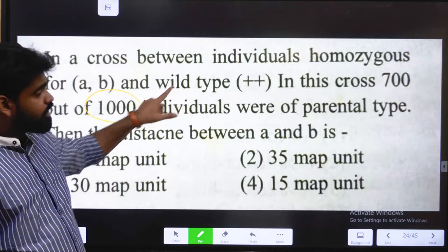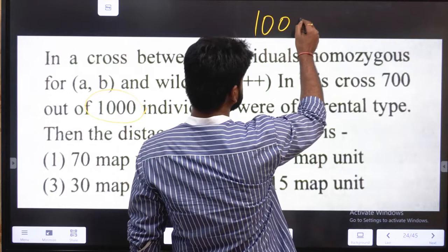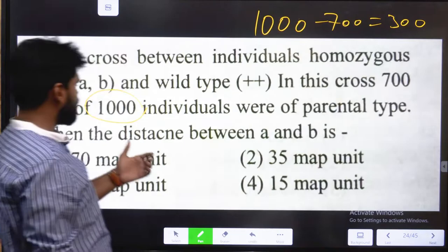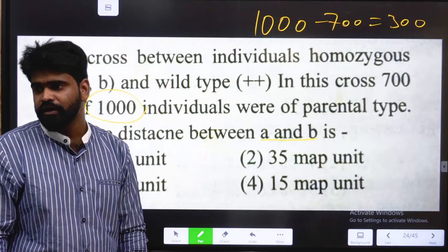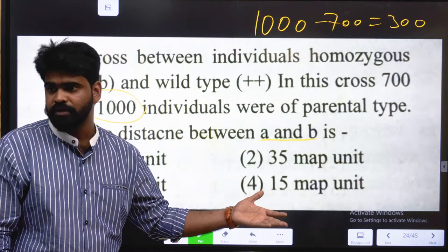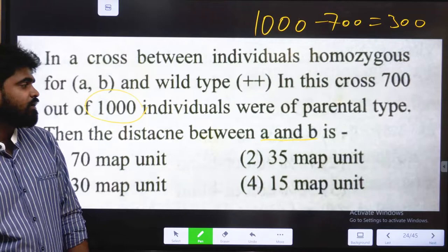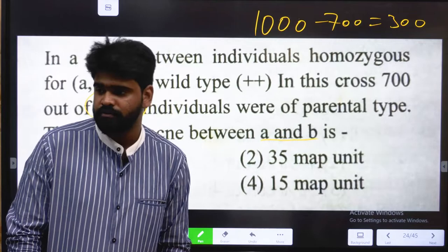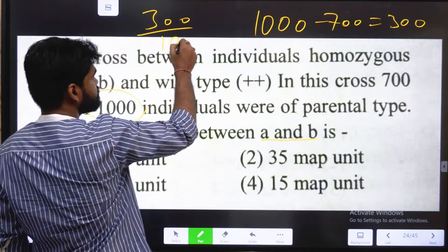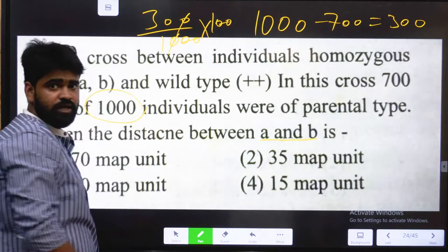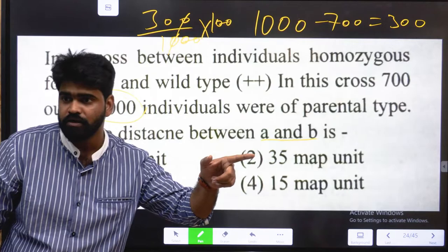Out of 1000, how many of parental type? 700. It means how many recombinant? 300. What have they asked? What is the distance between A and B? So how to calculate? Percentage only you have to calculate. Percentage of recombination, how much? Pakka 30%. 300 you got out of 1000, into 100. 30%. And 1% recombination equals 1 map unit on the chromosome. Then?